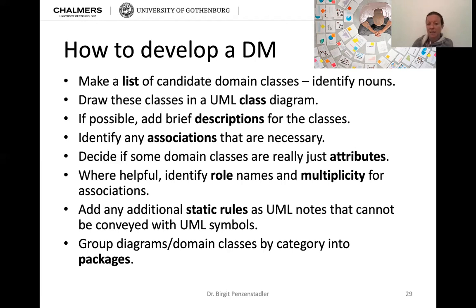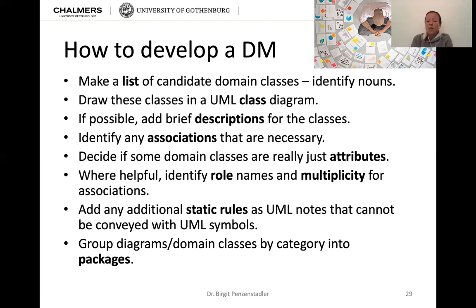And then you draw these classes in a UML class diagram. Add brief descriptions for those classes. Identify any associations between the classes that are necessary. And then decide if some of those domain classes are really just attributes. For example, if you wrote down a separate class for age, then you might reconsider and say, oh, you know what? That's really just an attribute. I should just model that as date of birth.